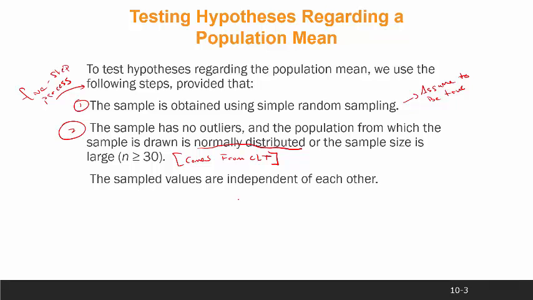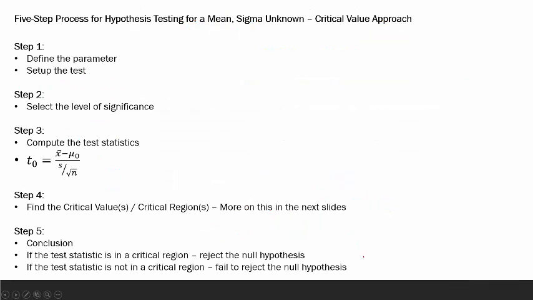In all the problems that I give you, if the sample size is less than 30, we will assume it's normally distributed. And 3, the sampled values are all independent of each other. So we'll assume all these are met for our class. In the real world, when you leave college and do statistics on your own, you'll make sure to verify these yourself. But for now, I just want to get through the 5-step process for hypothesis testing, and we'll assume that these are all met.